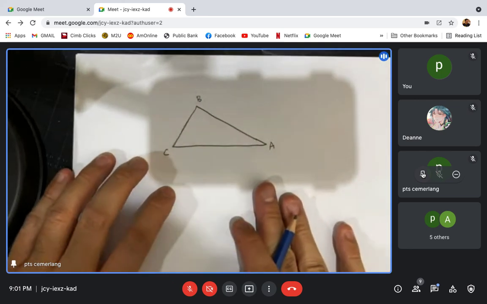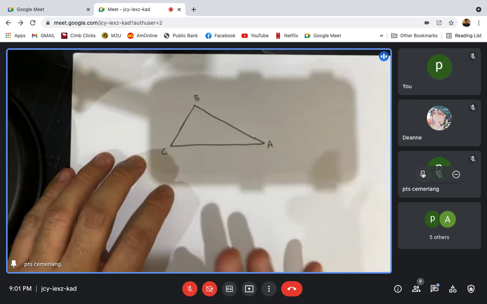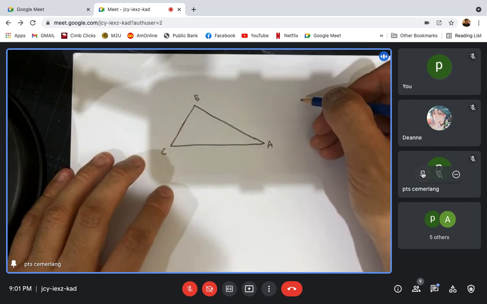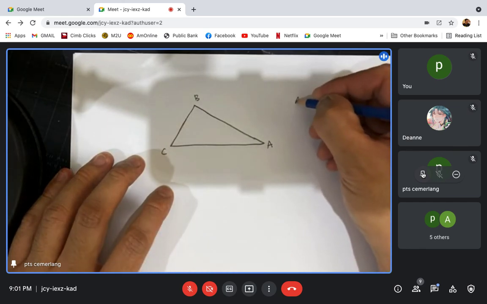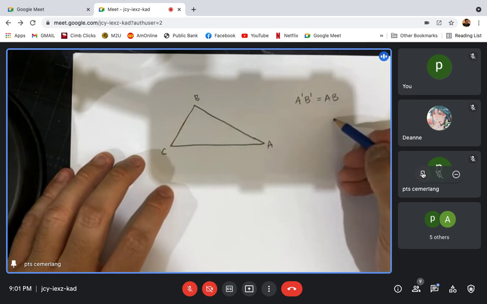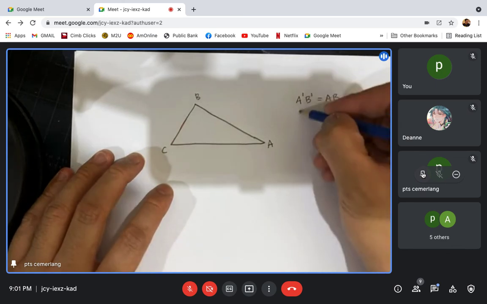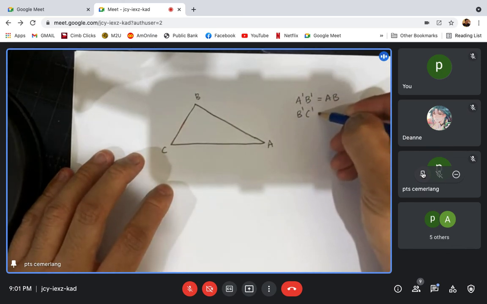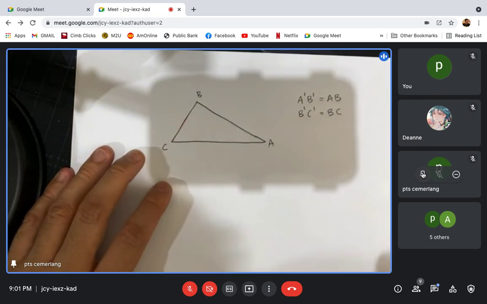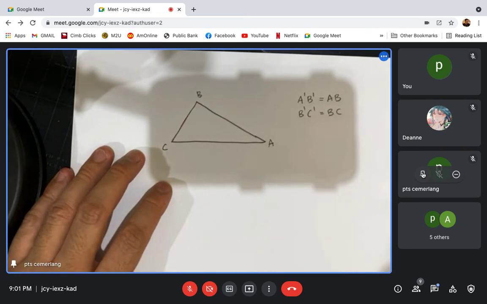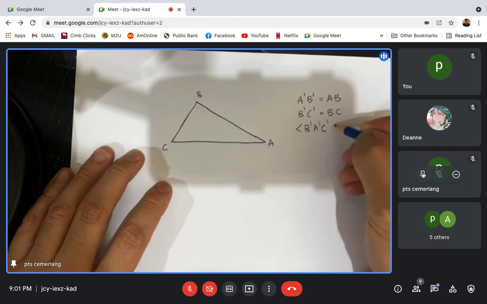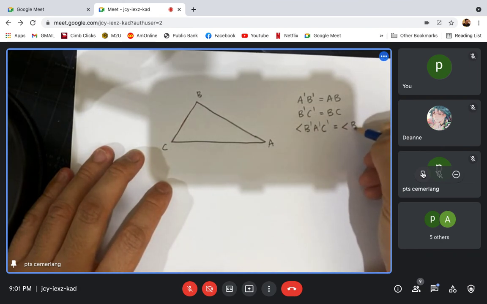And then the question will always give you a condition, whereby the question says that you have to draw a new triangle. You have to draw a new triangle, and the question says your A prime B prime must equal AB. One example, like this. And then the question also says that your B prime C prime must be equal to BC. And there is one part that is talking about your angle. Let's say it says angle B prime A prime C prime must still be the same as angle BAC.